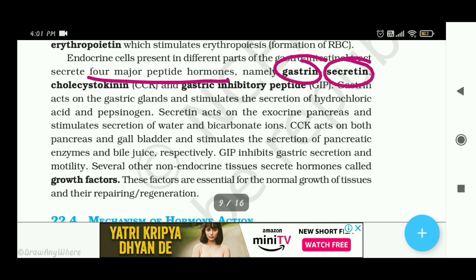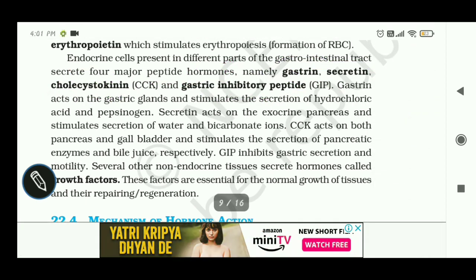Endocrine cells present in the gastrointestinal tract also have four major peptide hormones, which are gastrin, secretin, CCK, which is cholecystokinin, and we have gastric inhibitory peptide, GIP, also. These four major peptide hormones get secreted by the gastrointestinal tract.